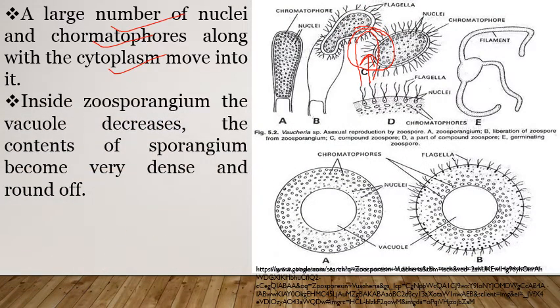Inside this zoosporangium, the number of vacuoles decreases, and the content inside becomes dense, and finally it rounds off. So this is the structure of the zoosporangium.